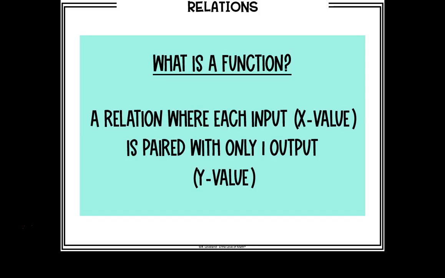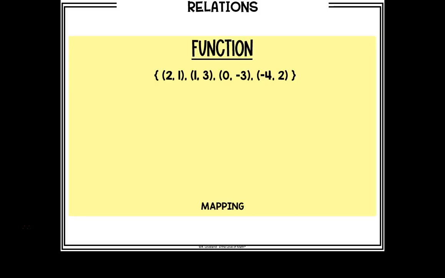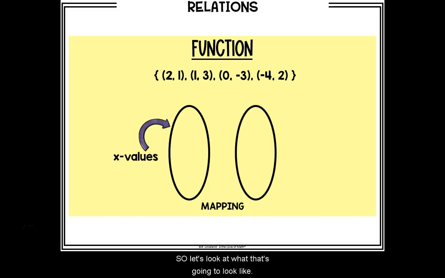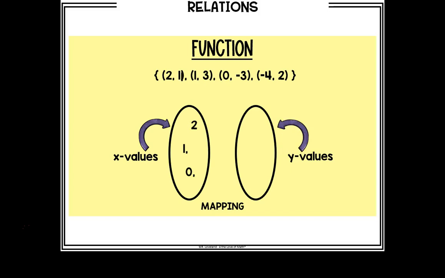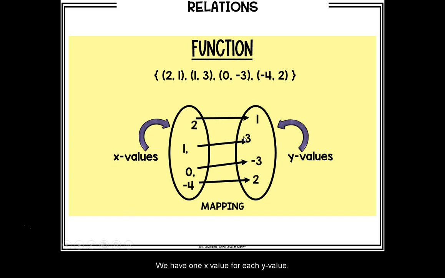What is a function? A function is a relation where each input, each x value, is paired with only one output, one y value. So let's look at what that's going to look like. If we put our values and map them, we see we have one x value for each y value.